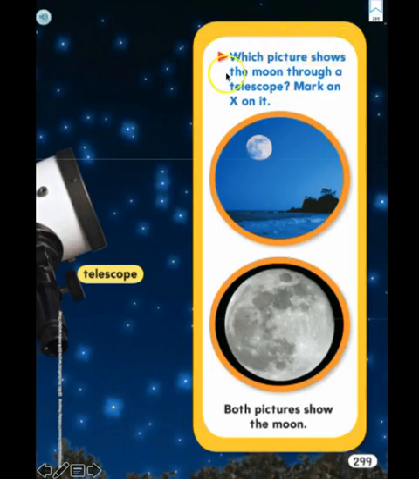Which picture shows the moon through a telescope? Mark an X on it. Both pictures show the moon. So this is the moon and this is the moon. Which one would you expect to see through the lens of a telescope? Remember, it makes things look bigger and closer. That's right, this one. Put an X on it.